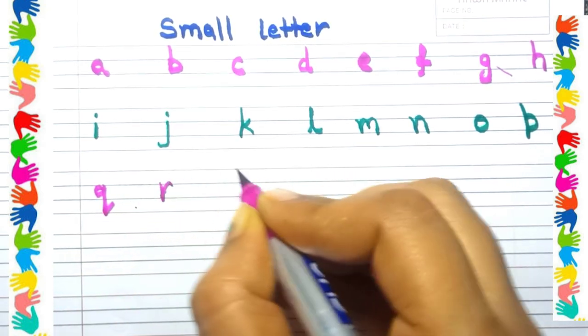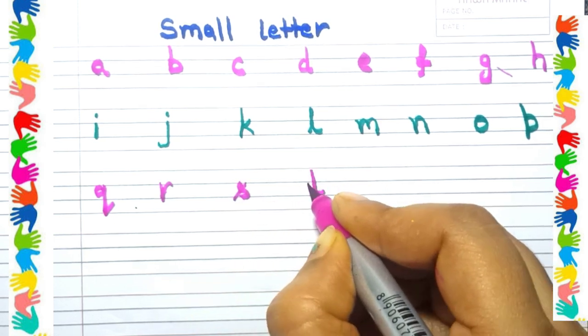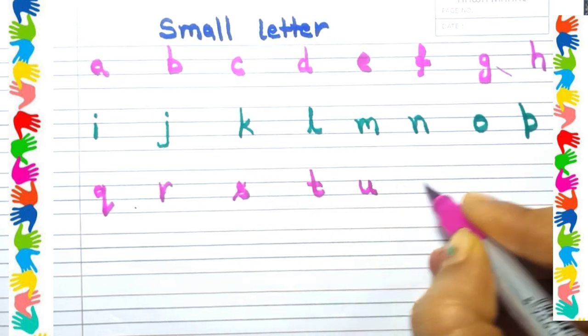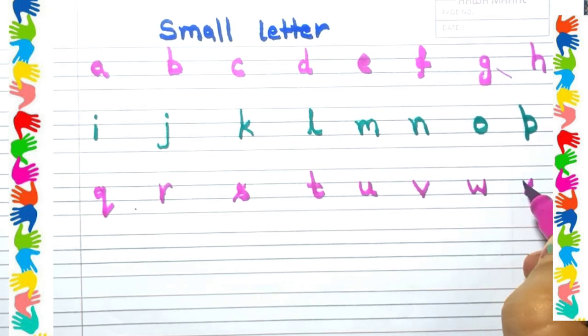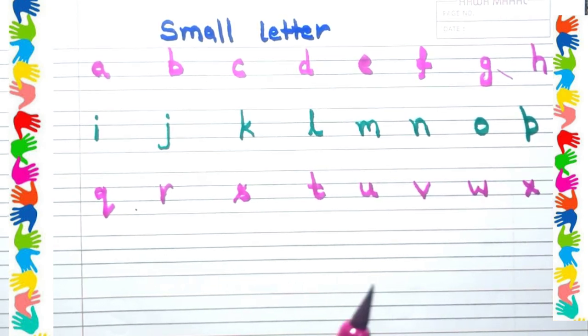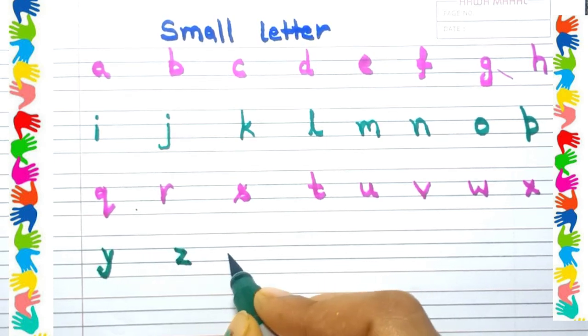Q for queen. R for rat. S for small. T for tiger. U for umbrella. V for van. W for week. X for X-ray. Y for yak. Z for zebra.